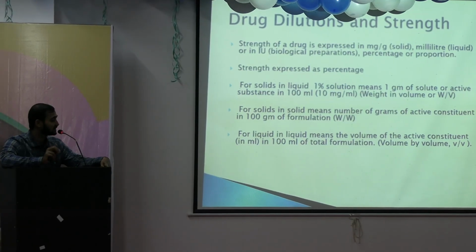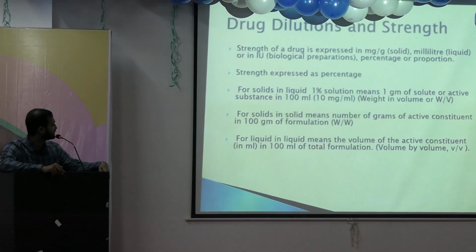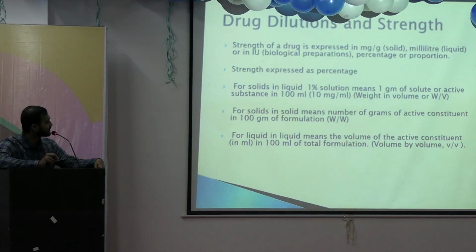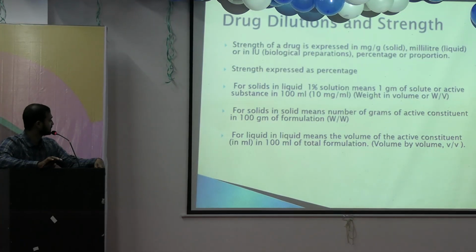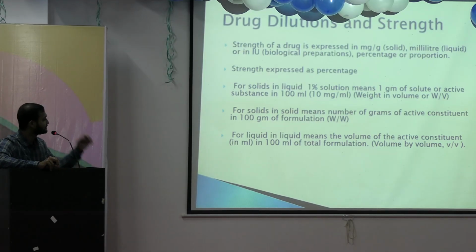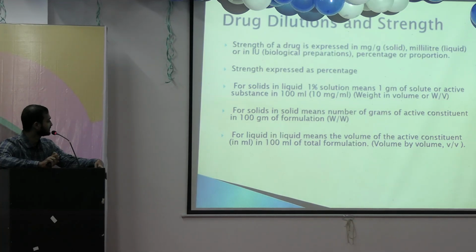And in the case of solids, it means the number of grams of active constituent in 100 grams of formulation. Understood? And for liquid in liquid, it is the volume of active constituent in 100 ml of total formulation. That is expressed in volume by volume, that is V by V.